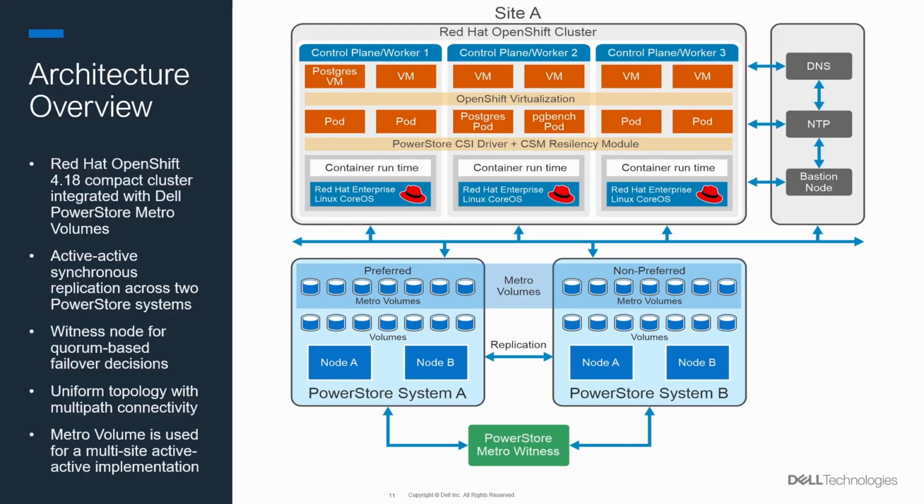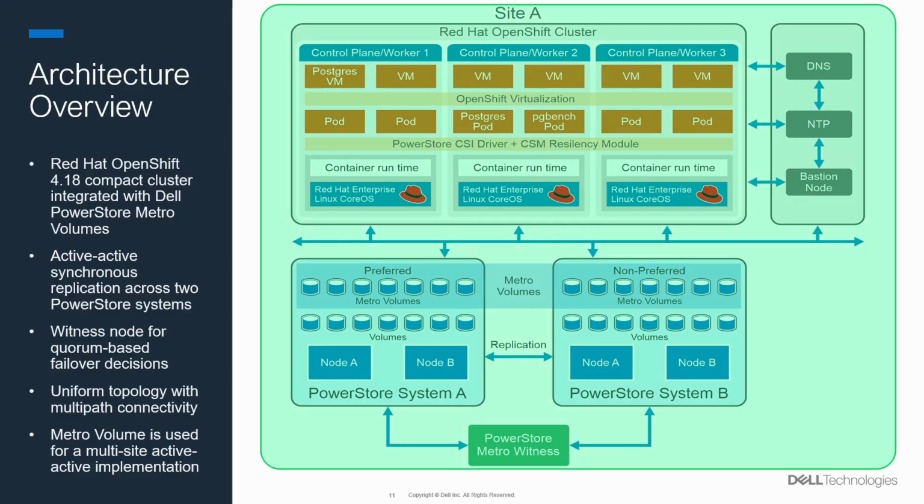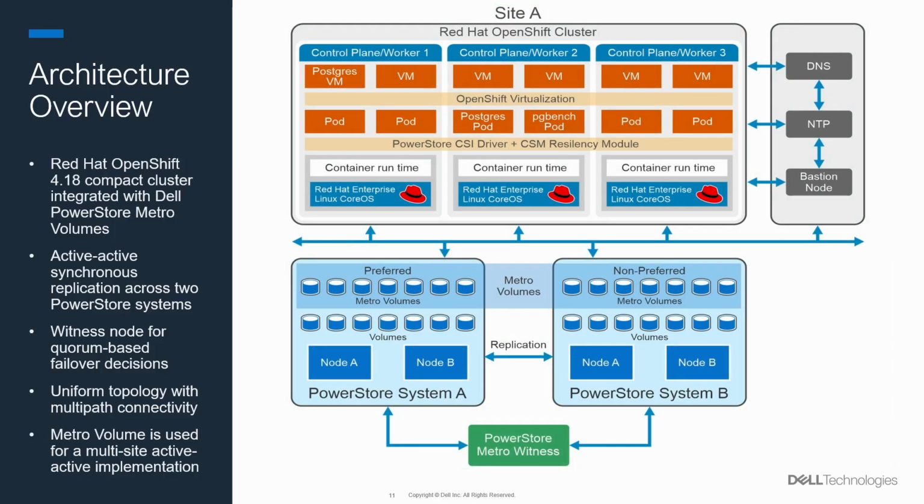Now, let's walk through the architecture overview to understand how the entire solution is structured. In this lab environment, all components, including the OpenShift cluster, the PowerStore systems, and the supporting services required for the solution, are deployed within a single physical site. This setup is specific to the lab and does not limit the solution's ability to operate across multiple site architectures.